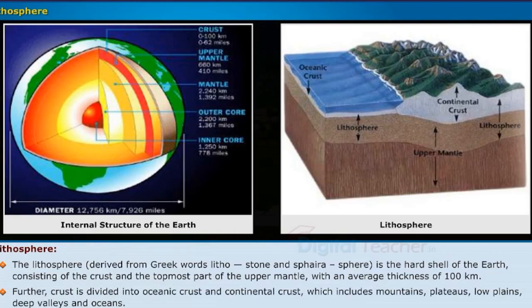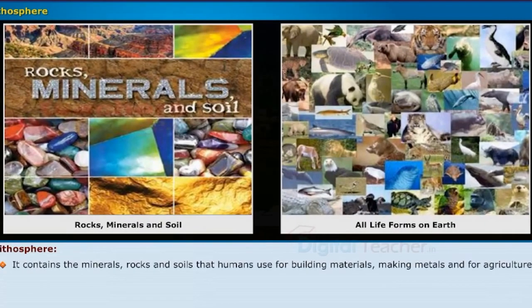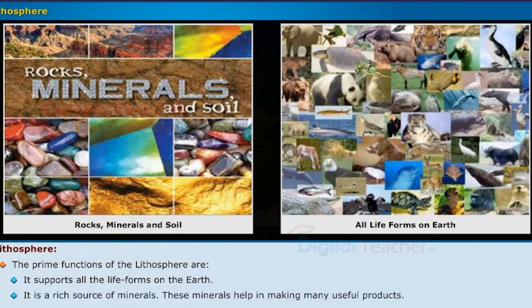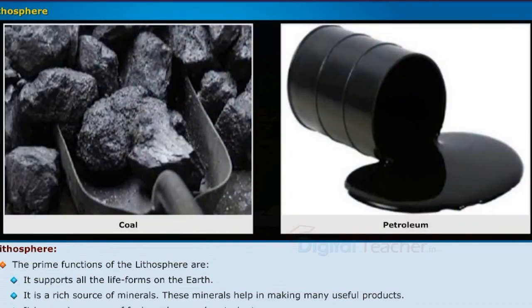Further, the crust is divided into oceanic crust and continental crust, which includes mountains, plateaus, low plains, deep valleys, and oceans. It contains the minerals, rocks, and soils that humans use for building materials, making metals, and for agriculture. The prime functions of the lithosphere are: it supports all the life forms on the Earth. It is a rich source of minerals. These minerals help in making many useful products. It is a major source of fuels such as coal, petrol, etc.